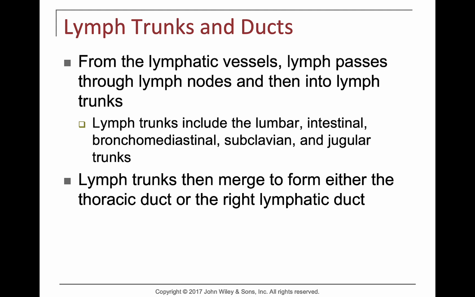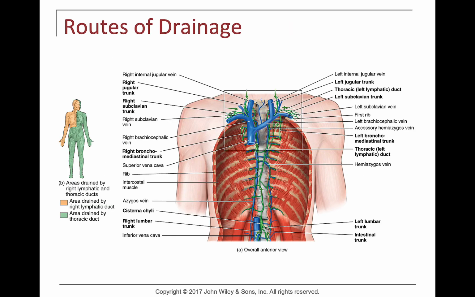You can see those in some of the figures in this presentation, but for example, you'll have a lumbar trunk, intestinal trunk, bronchomediastinal trunk, subclavian trunk, and jugular trunk. And they form one of two what we call ducts. Now, the most important part of this figure is actually the small figure on the left-hand side of the screen. The green covers the entire area below the diaphragm and the entire left side of the body. And that is the area of the body drained by what we call the thoracic duct.